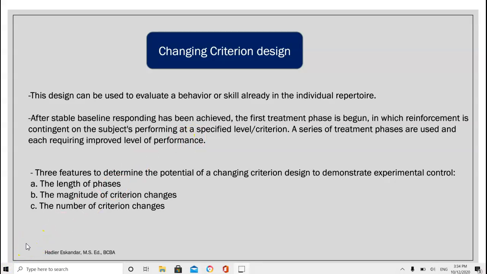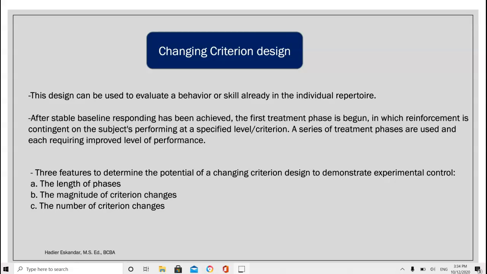So for the first one, the length of phases, basically, because each phase in the changing criterion design serves as a baseline for comparing changes in responding measured in the next phase, each phase must be long enough to achieve stable responding. So this is very important.